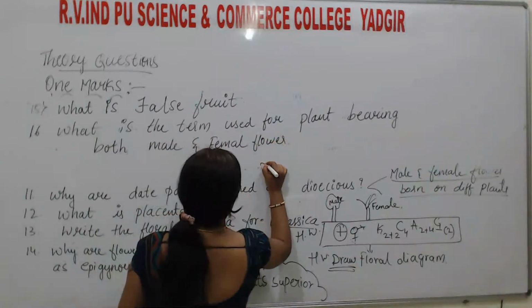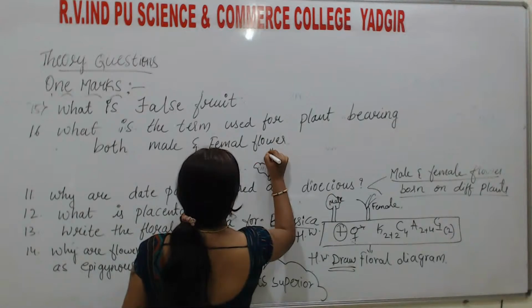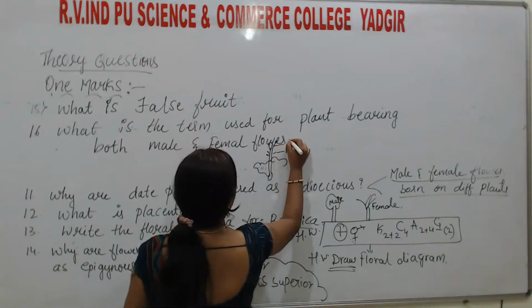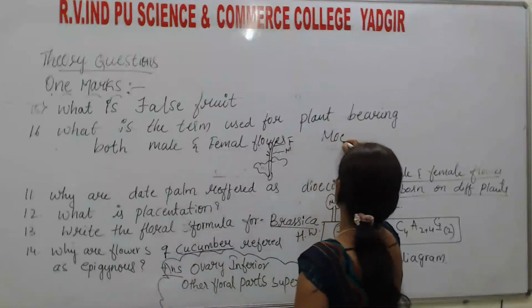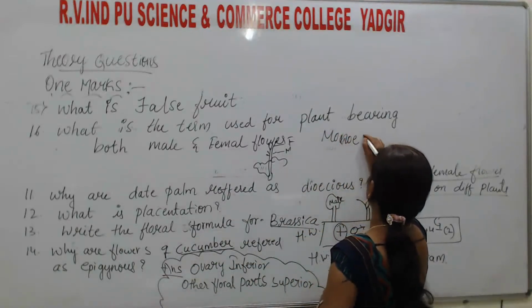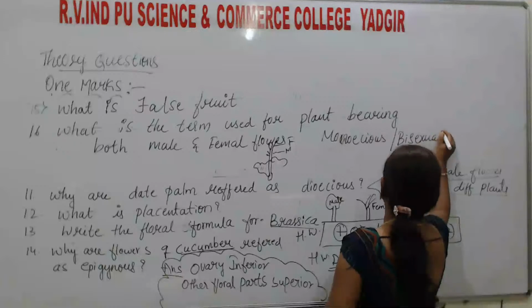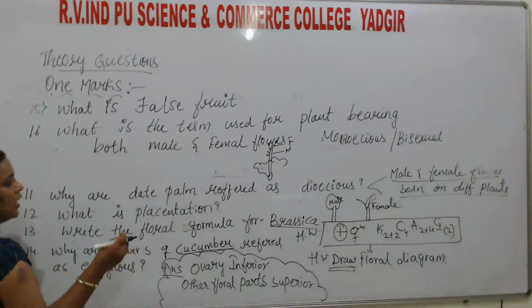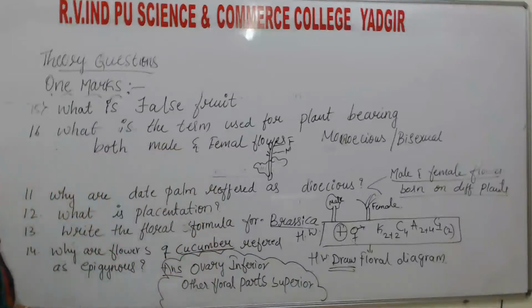So think this is a flower. Ovary, style, stigma are present. Both male and female parts are present in the same flower, then it is called monoecious, or it is called bisexual. Bisexual or monoecious is nothing but both male and female flowers being present in the same plant, same flower. So it is called bisexual or monoecious.